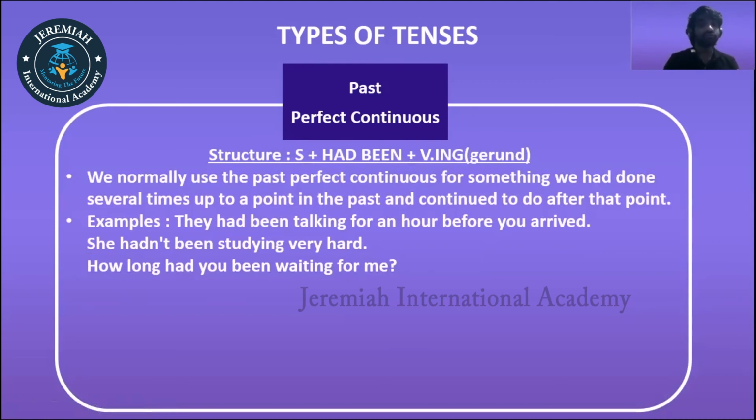Okay, we normally use the past perfect continuous for something we had done several times up to a point in the past and continued to do after that point. I had been doing this. For example, someone walks over. All right, this is a general scenario. Someone is just walking over to me and asks, so what were you doing? I had been writing.